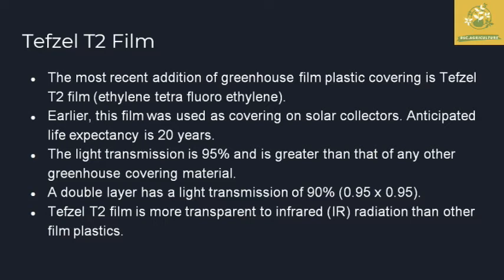And while seeing about the light transmission, it is around 95%, which is higher than any other covering material in the greenhouse. The double layer used to have a light transmission of around 90%. These T2 films used to give more light transmission than other films, and Tefzel T2 film is said to be more transparent to infrared radiation than other plastic films, which also needs to be noted.